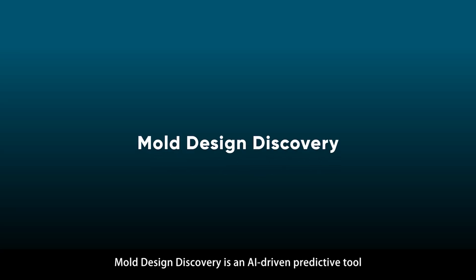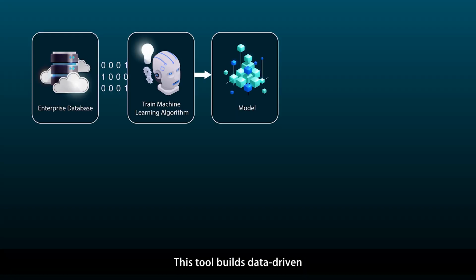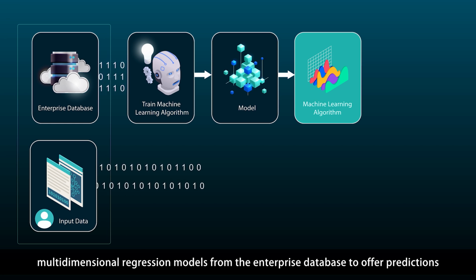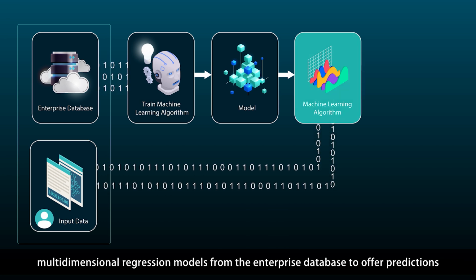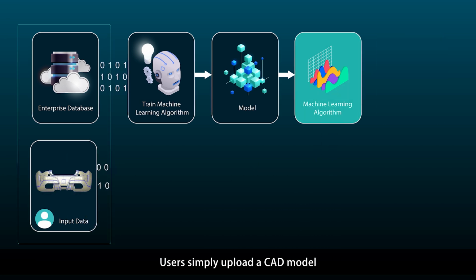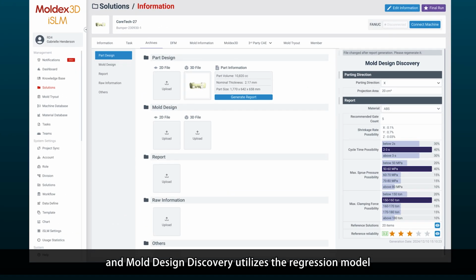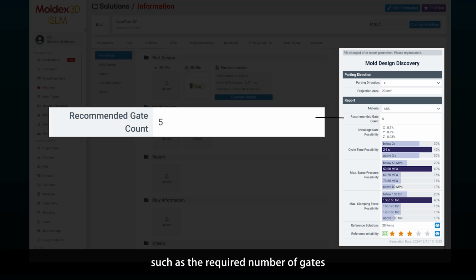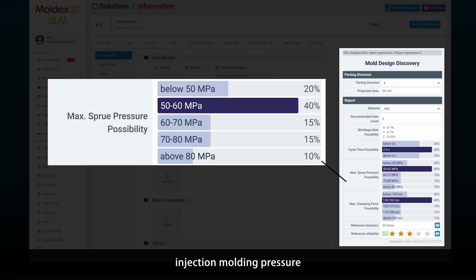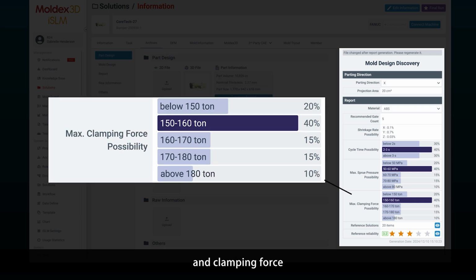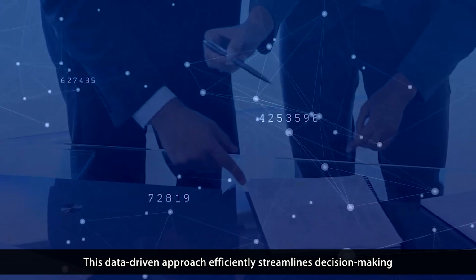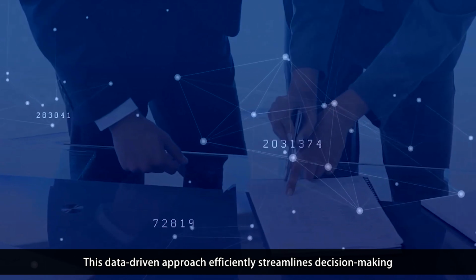Mold Design Discovery is an AI-driven predictive tool. This tool builds data-driven, multidimensional regression models from the enterprise database to offer predictions. Users simply upload a CAD model, and Mold Design Discovery utilizes the regression model to predict key molding parameters, such as the required number of gates, injection molding pressure, and clamping force. This data-driven approach efficiently streamlines decision-making.